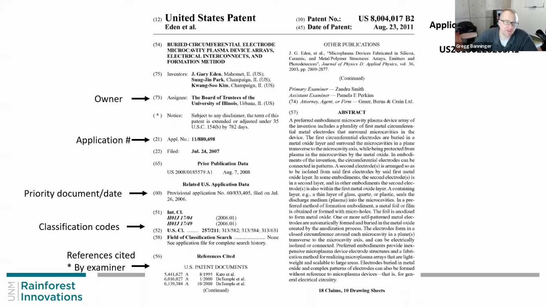The front page of the patent could have a lot of useful information, particularly when you're doing a prior art search, which I'll cover later on. An important piece of information is the assignee. The assignee is technically the owner of the patent. Any researchers at UNM are obligated to assign to UNM, and then UNM assigns it to UNM Rainforest Innovations. So essentially that makes UNM Rainforest Innovations the owner of the invention.